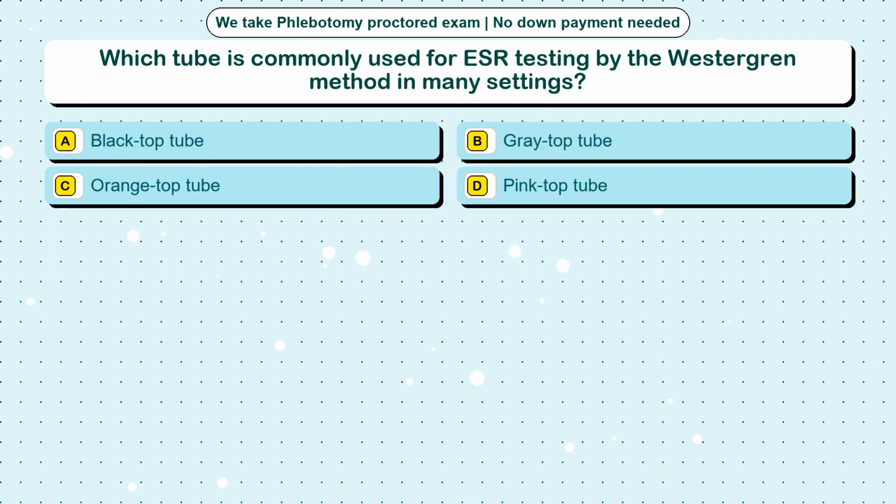Question 10. Which tube is commonly used for ESR testing by the Westergren method in many settings?